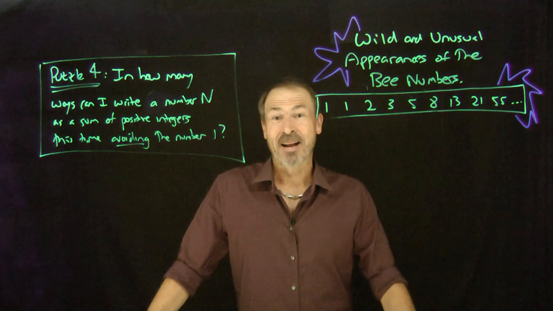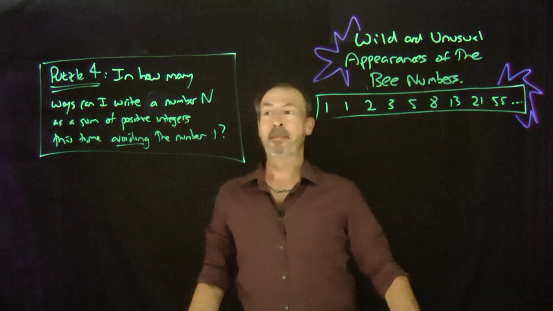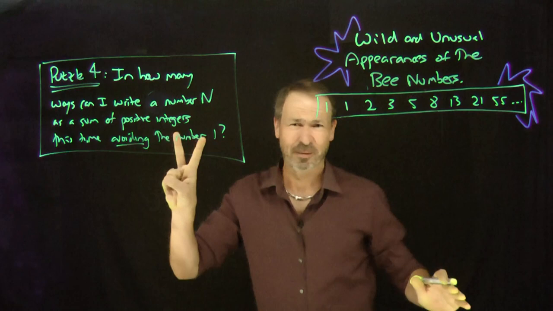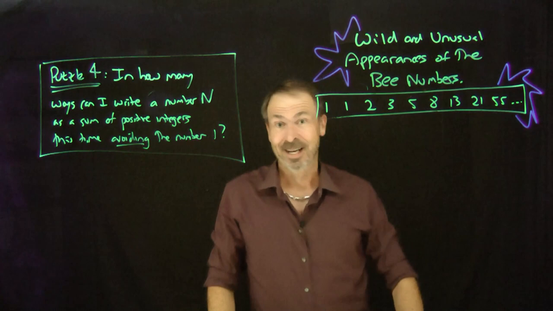Okay, here's puzzle four, which is counter to puzzle number two. In how many ways can I write a number n as a sum of positive integers, but this time it's not having an excess of ones. Remember last time we had two different types of one. I want to completely avoid ones. No ones. Ones are now banned. In puzzle number two, we went extremely over the top with ones. Now I'm going the other extreme, no ones whatsoever.